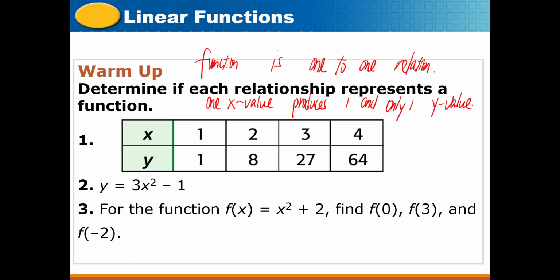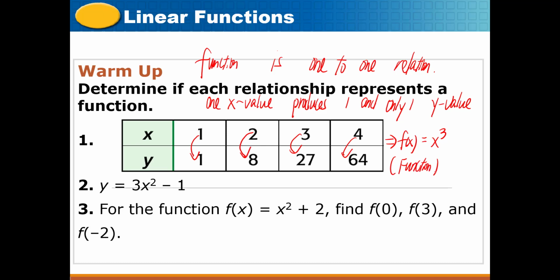If you look at the first table here, each x value produces only one y value. x equal to 2 produces y value 8. x equal to 3 produces y value 27. x equal to 4 produces y value 64. Looks like the function relationship should be f of x equal to x cubed, so the y value is always the cube of the x value. Okay, and so it is a function, right? So function, yes.